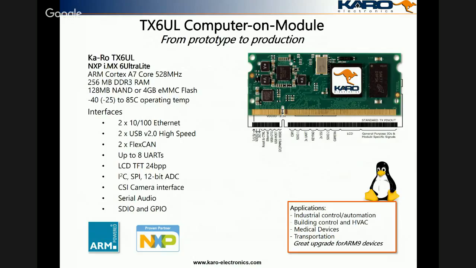So you can see the footprint. It's a standard TX footprint, and we bring out all the functions you would need to create a embedded product, including the dual Ethernet, the dual USB we mentioned, and the dual CAN. So it's a great low-power solution for embedded product development. One of the things we do have on the QuickStart Kit and on the module is support for an LCD, a TFT screen. That's an optional support option.